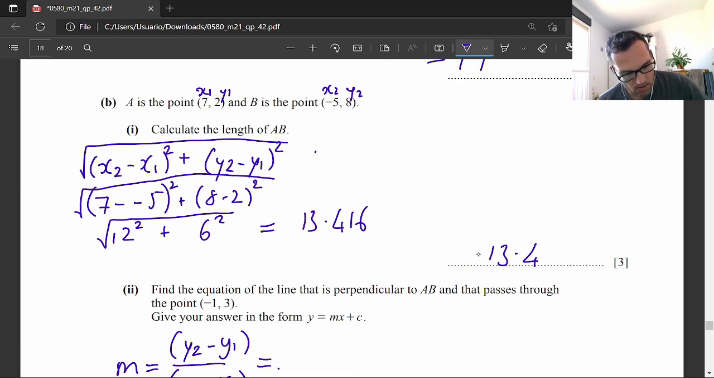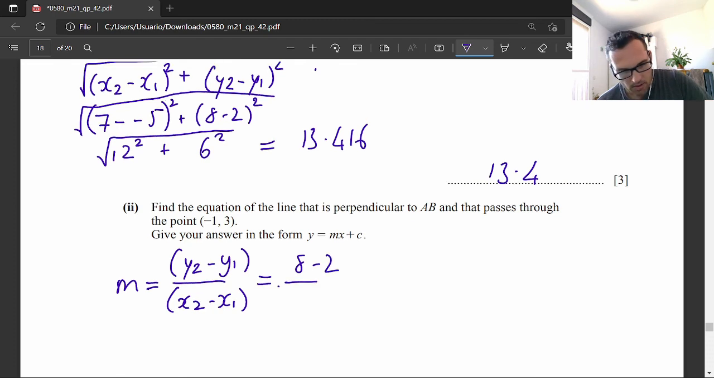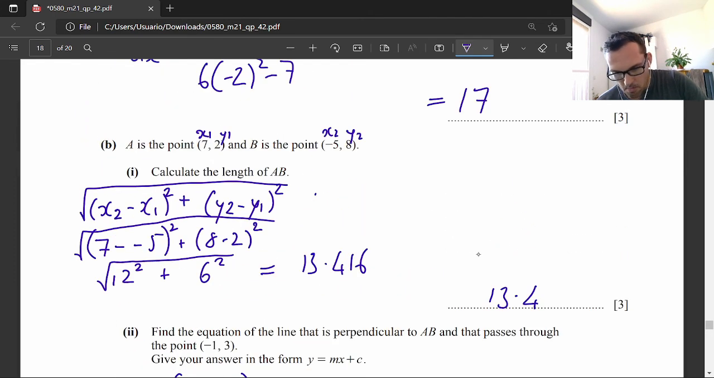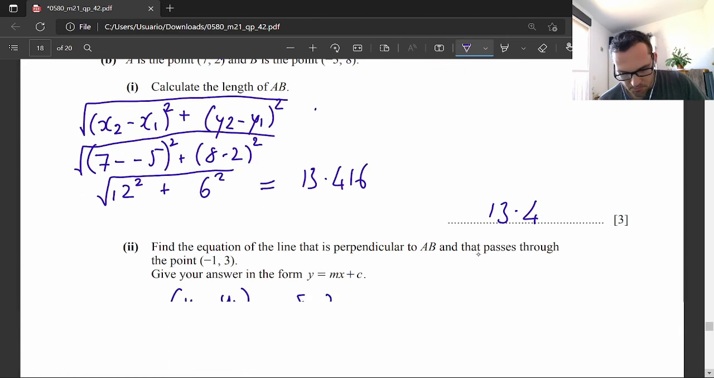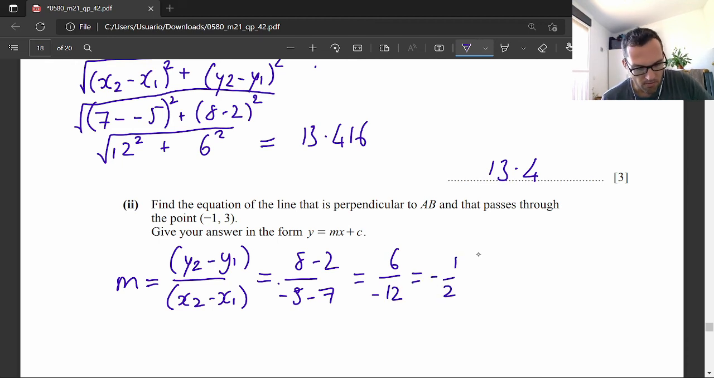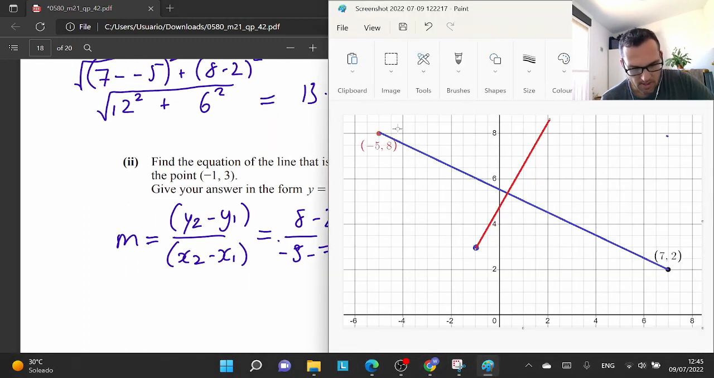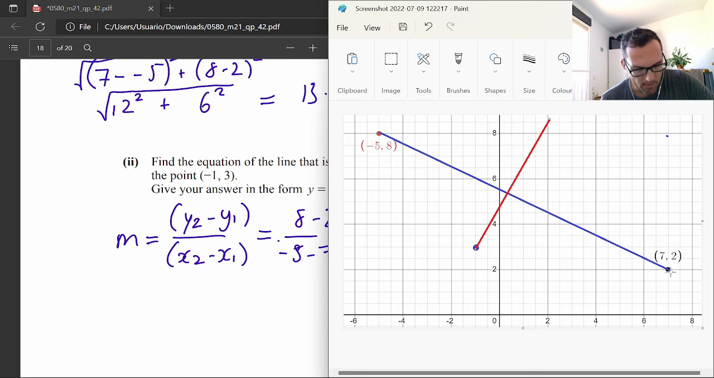So we got 8 minus 2 again, like we did before. And for the x values, we're going to do minus 5 minus 7. So 8 minus 2 is 6, over negative 12. If we simplify that, we get minus a half. Okay, let's check. Does that make sense? Yes, this is a negative gradient. For every 1 length we go to the left, we go half the value up.